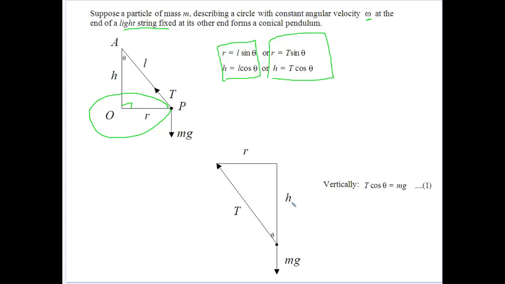We usually want to solve our forces vertically and horizontally because that's what we know we've got going on. If we look at this diagram, if we take this side and put it over T, that would be equal to cos theta. So this side is really equal to T cos theta, and that's opposing the mass times gravity. Those two forces must be equal. So tension times cos theta is equal to mass times gravity, since there's an equal and opposite reaction. That's what happens vertically.